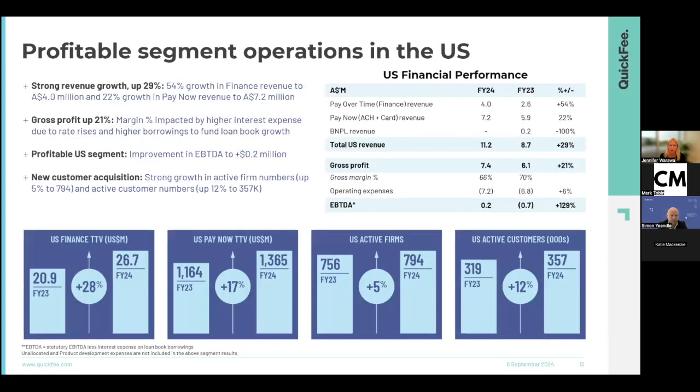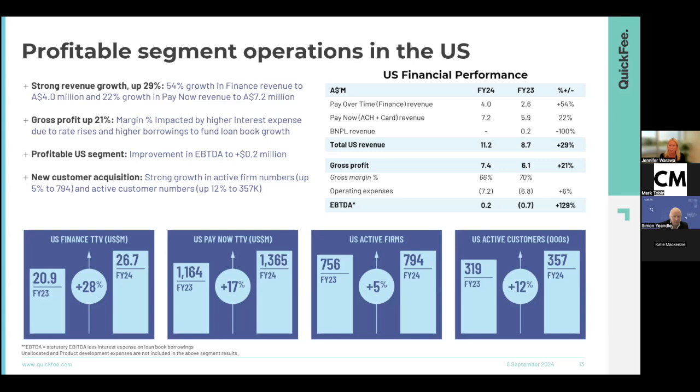In the US, we delivered strong revenue growth with US revenue up 29%, driven by 54% growth in US finance revenue to 4 million Australian and 22% growth in Pay Now revenue up to 7.2 million Australian. Our gross margin was impacted by higher interest rate expense due to rate rises and higher borrowings to fund loan book growth. However, gross profit was up 21%. The US realized improved EBITDA, now positive at 0.2 million. And finally, our new customer acquisition saw strong growth in the number of active firms, which was up 5% to 794, while the number of active customers was up 12% to 357,000.